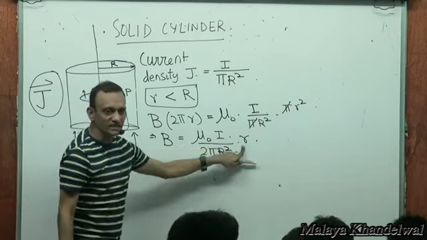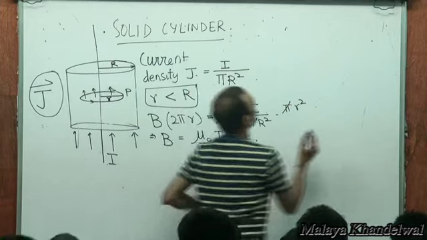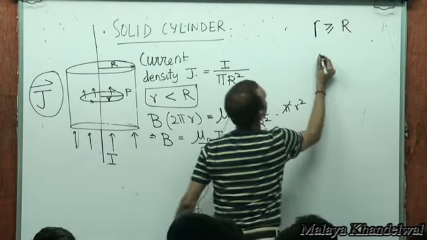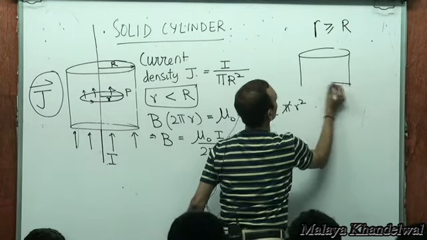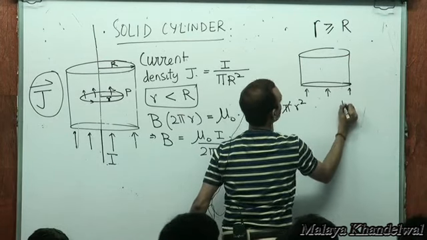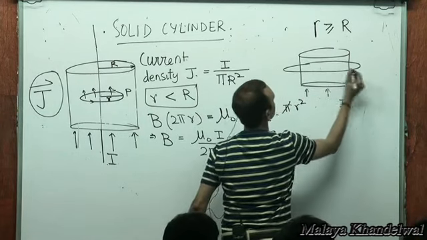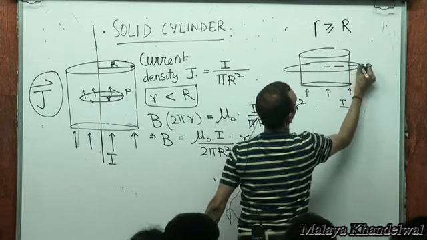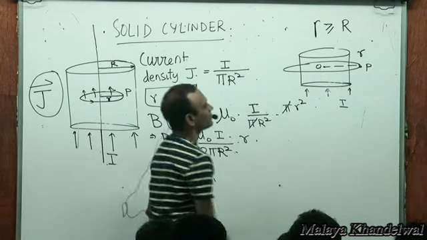B inside the cylinder varies linearly with r, given by this. Now, for r greater than or equal to capital R, this is the cylinder carrying a total current I through its cross section. I imagine an Amperian loop like this. This is a point P, the center O. This is r, greater than or equal to capital R.